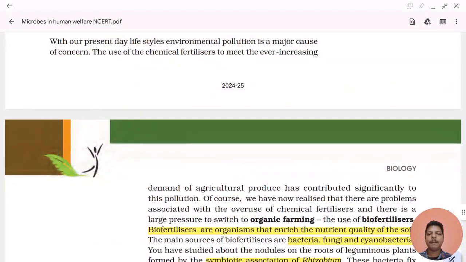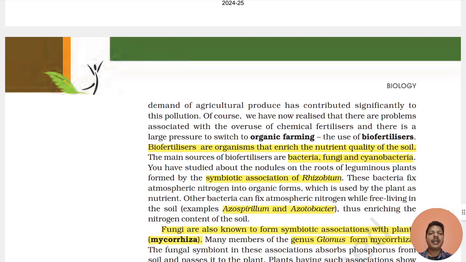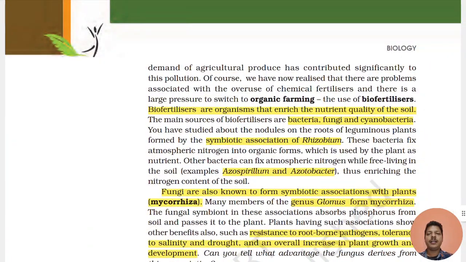Let's see the NCERT. Here, organic farming that uses biofertilizer. Biofertilizers are organisms that enrich the nutrient quality of the soil: bacteria, fungus, cyanobacteria. And here we all know that the nodules of the roots of the leguminous plant are formed by the symbiotic association of Rhizobium. This bacterium fixes atmospheric nitrogen into the organic form, which is used by the plant as nutrients. Other bacteria can fix atmospheric nitrogen while free living in the soil.